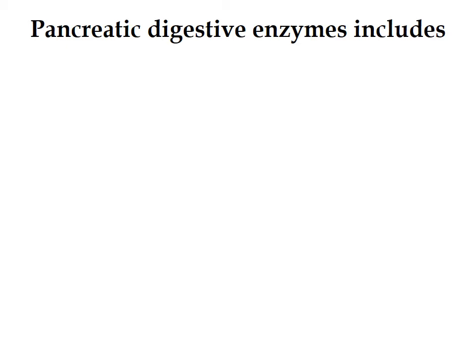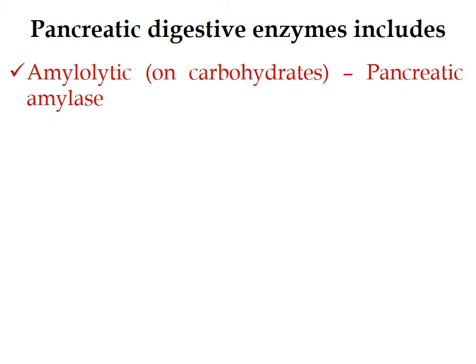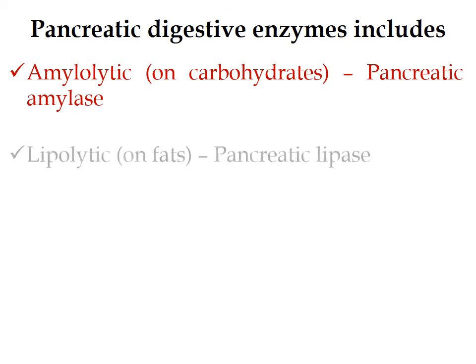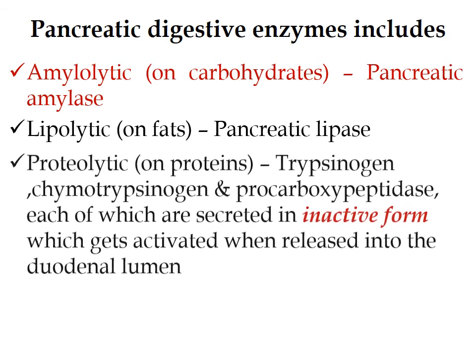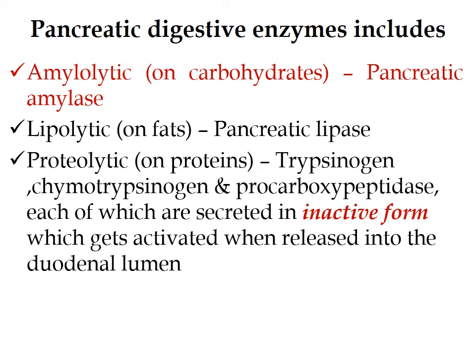The pancreatic digestive enzymes include amylolytic enzymes, which act on carbohydrates, such as pancreatic amylase; lipolytic enzymes that act on fats, such as pancreatic lipase; and proteolytic enzymes that act on proteins, like trypsinogen, chymotrypsinogen and procarboxypeptidase, each of which is secreted in inactive form and gets activated when released into the duodenal lumen.